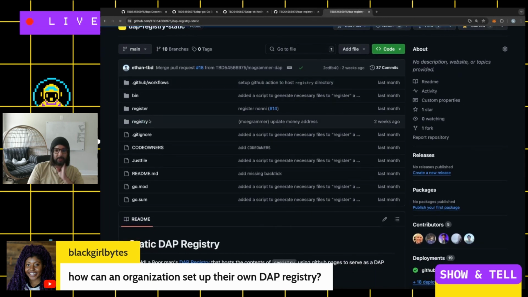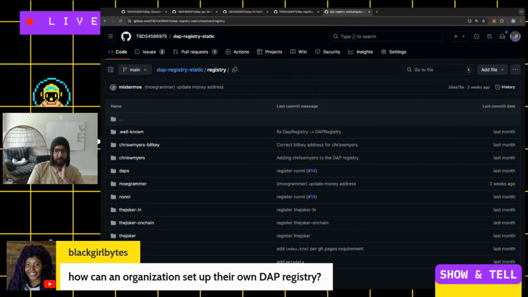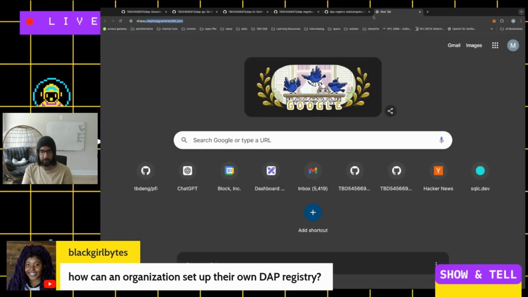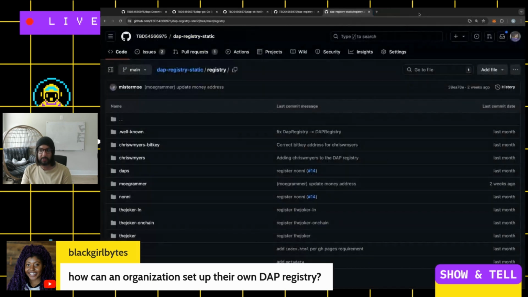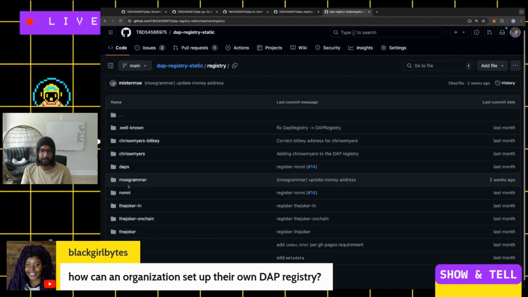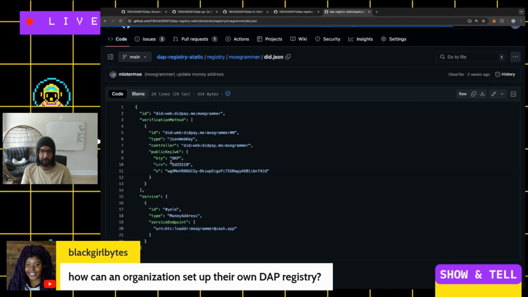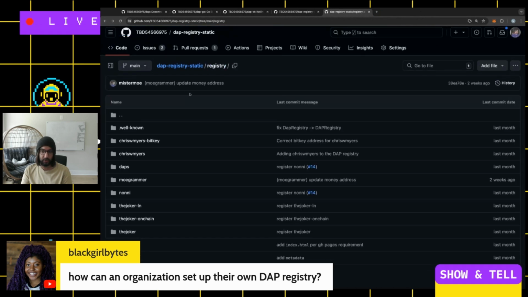In this registry directory, you have registered dApps. And what I've done is simply point a custom domain at the GitHub pages for this repo, and it acts as a full-blown DApp registry. For example, if I were to open this tab and go to didpay.me/Moegrammer/did.json, this resolves to my DID that has a lightning address associated to it. And that's actually being served up from right here. That's the easiest way to run a DApp registry.